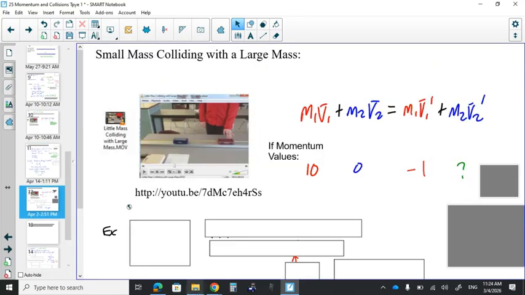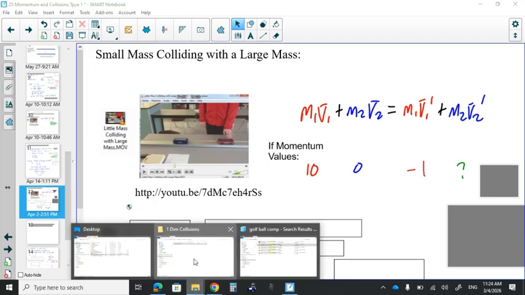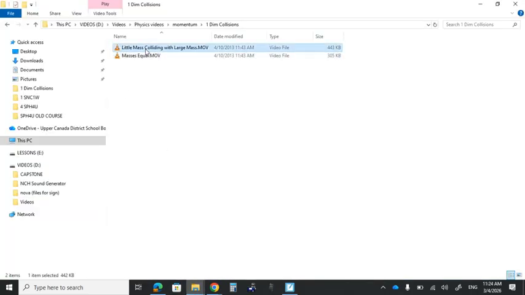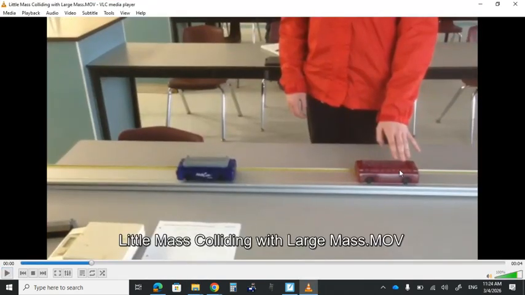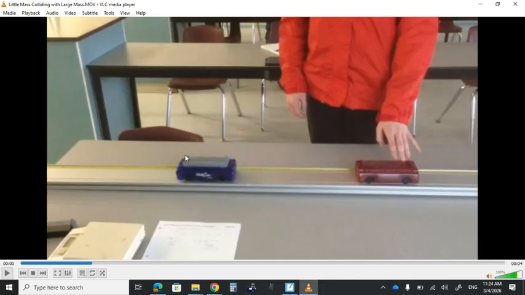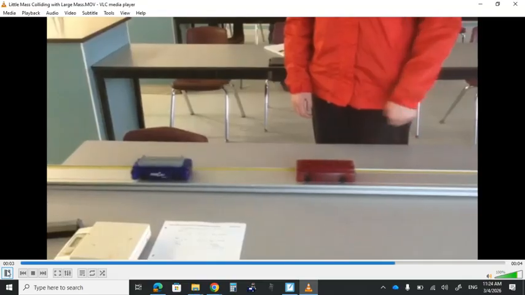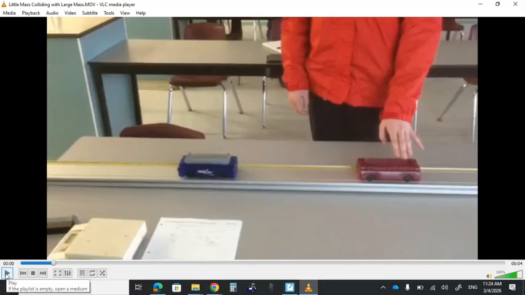What if we have a little mass colliding with a large mass? We've got the little red cart, so it doesn't have extra mass, it's just 1 unit. This one has extra mass, so it's more, right? So watch what happens. Notice the large mass is going off with less velocity.